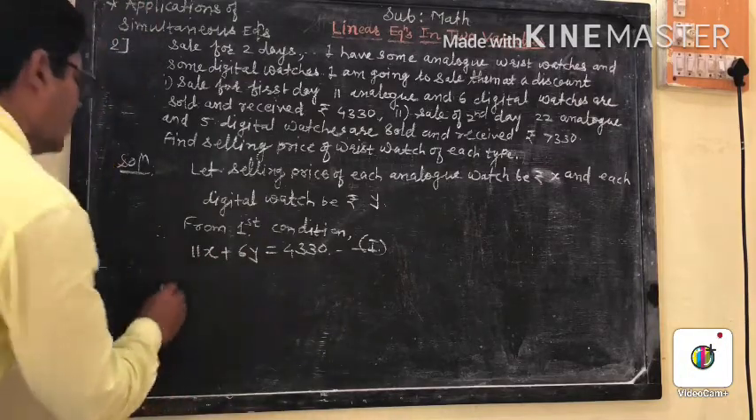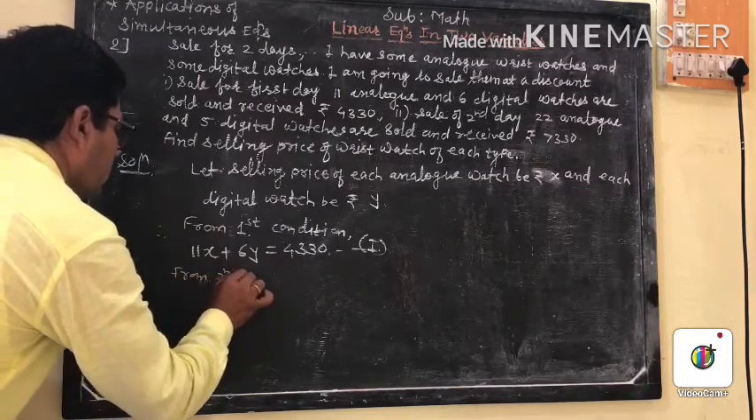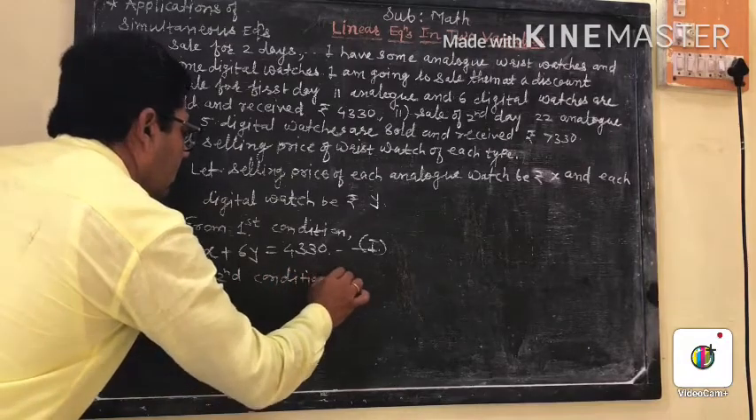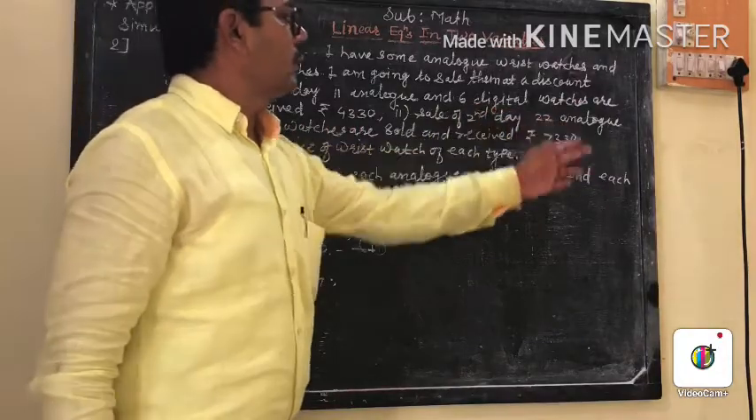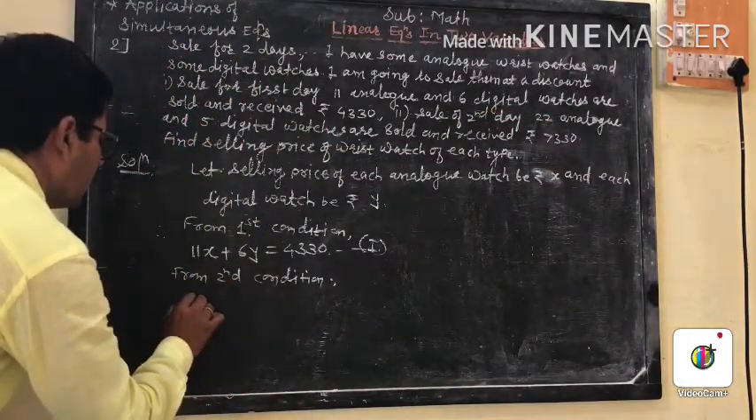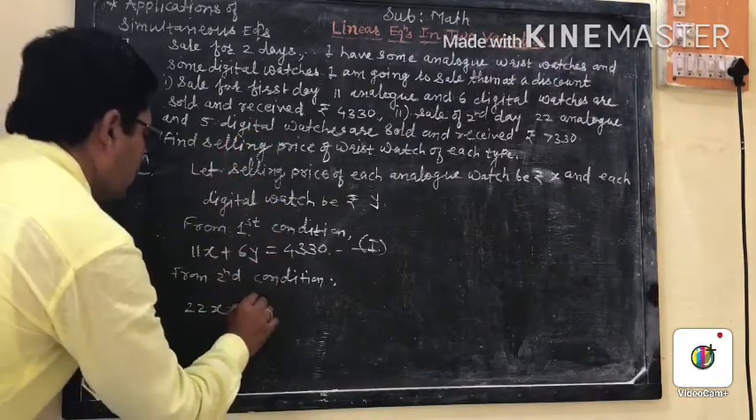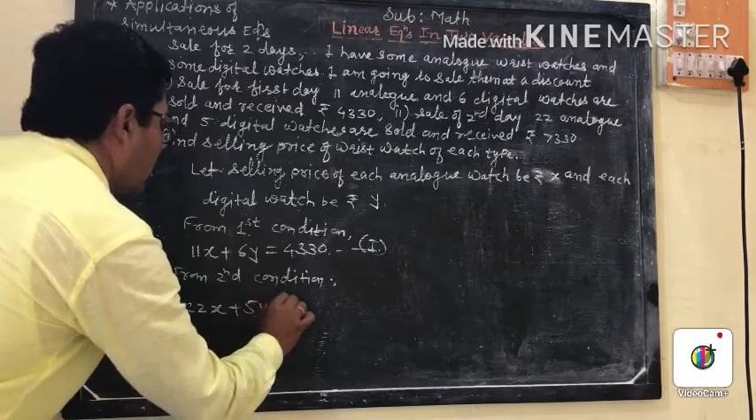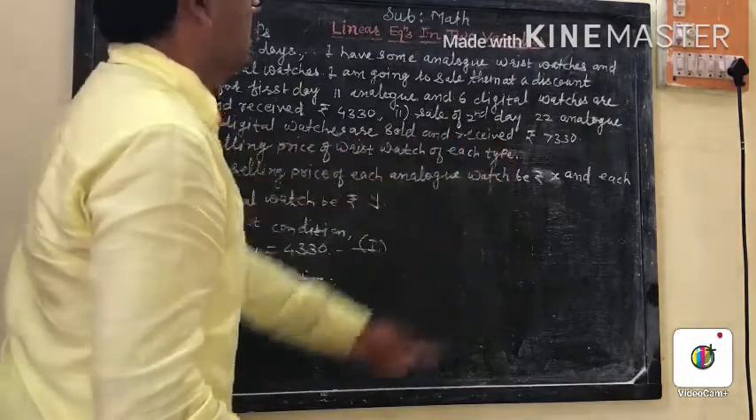Now, from the second condition, 22 analog watches and 5 digital watches. Means the price of 22 analog watches is 22x plus 5 digital watches. Price of 5 digital watches is 5y, and the total amount becomes equal to 7,330.